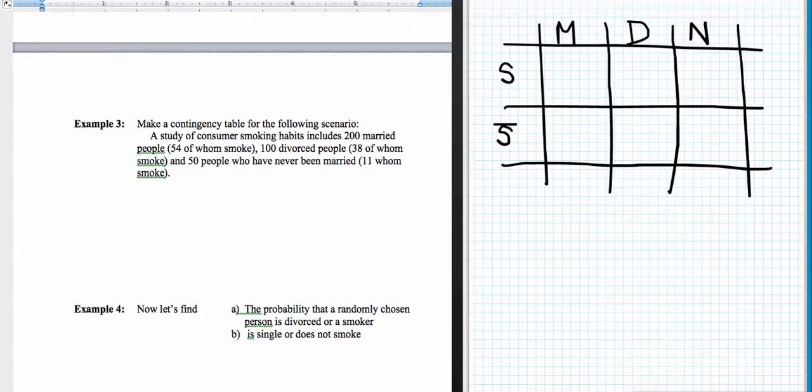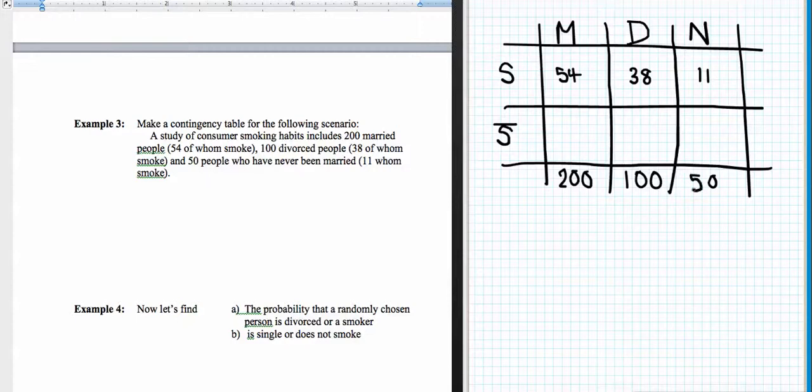So now it said a study of consumer smoking habits includes 200 married people. So 200 married people, that tells me about the subtotal for married. And 54 of those smoked. So married smokers, there were 54 of those. Then the next one says 100 divorced people, and 38 of those smoked. And then the never been married people, there were 50 never been married people, and 11 of those smoked.